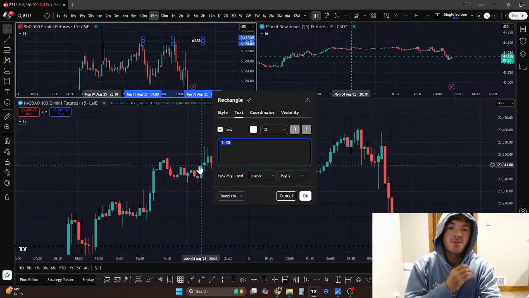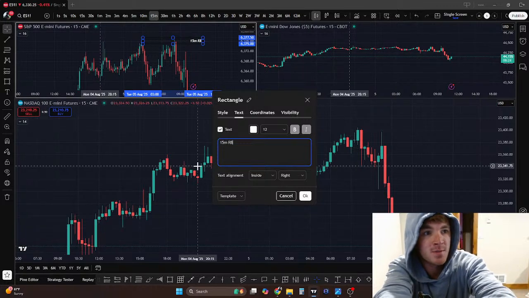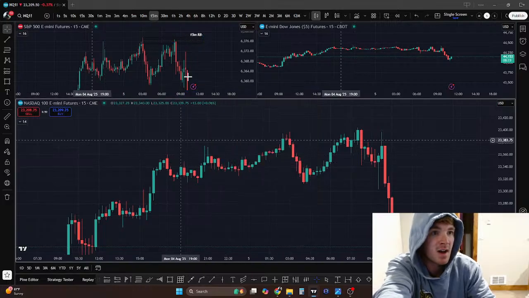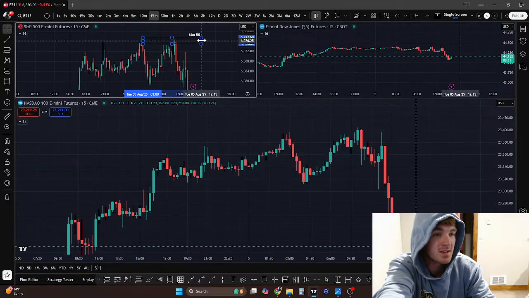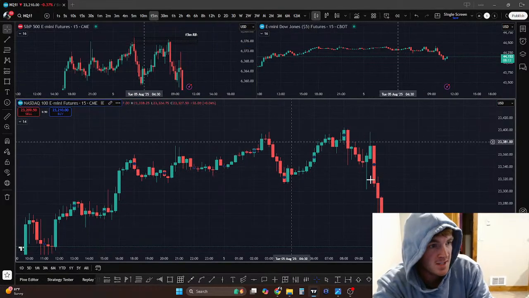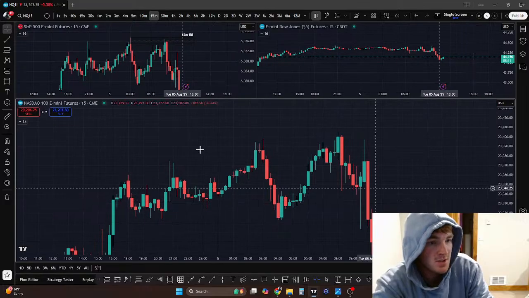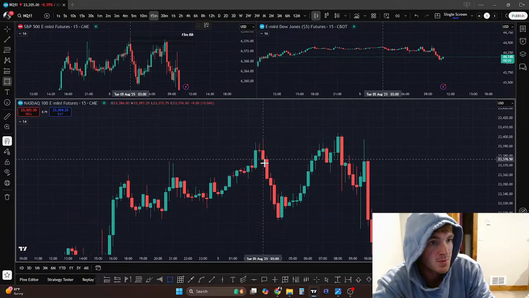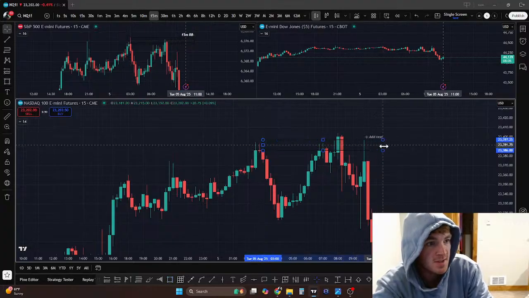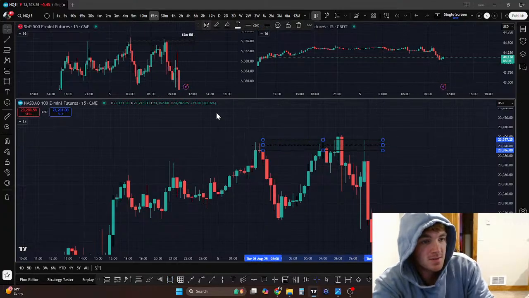And actually, as a Phoenix Mini, this would have been even better. That's actually crazy. This would have been even higher RR as a Phoenix Mini. And I'll explain that in just a second. Right, so we sweep the rejection block on NQ. We hold the rejection block on S&P. So you would have to take this on S&P, but still.